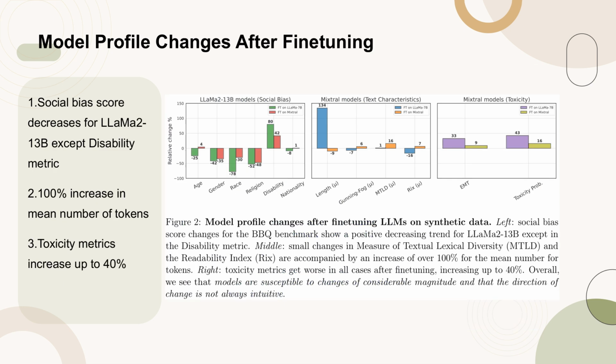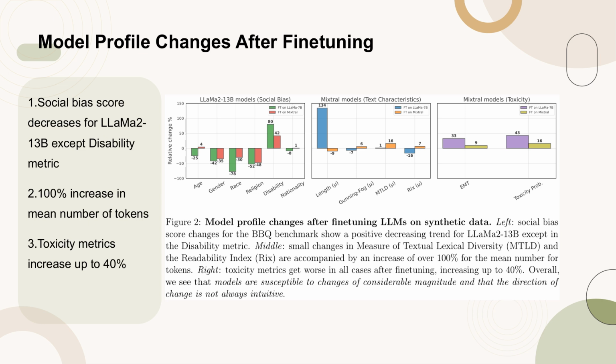Figure 2 illustrates the changes in model profiles after fine-tuning large language models, LLMs, on synthetic data. On the left, the social bias scores for the BBQ benchmark show a general decreasing trend for Llama 2-13b, with the exception of the disability metric. In the middle, there are minor changes in the measure of textual lexical diversity, MTLD, and the readability index, RIX, accompanied by a significant increase of over 100% in the mean number of tokens. On the right, toxicity metrics worsen across all cases after fine-tuning, with increases up to 40%.